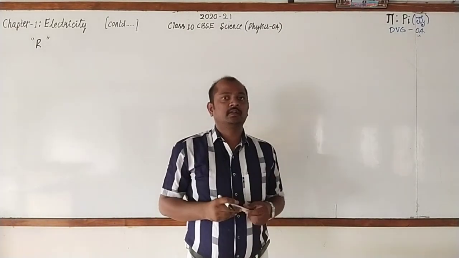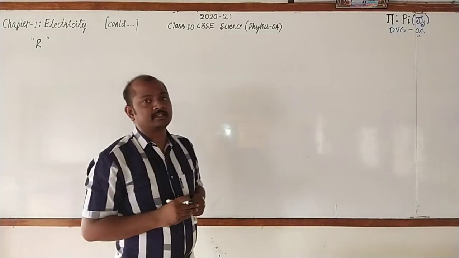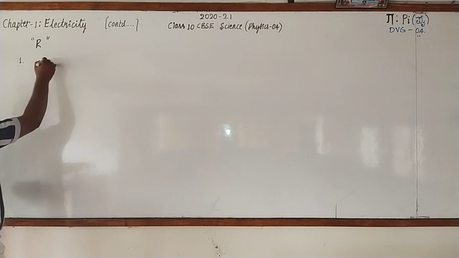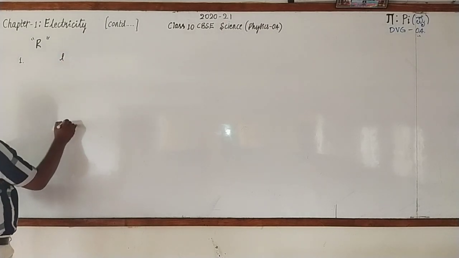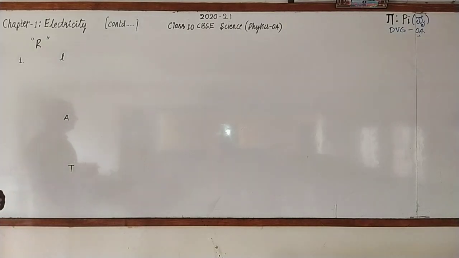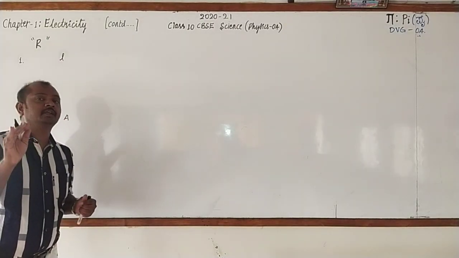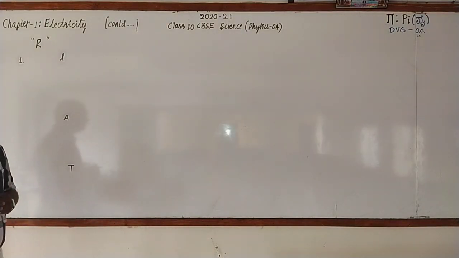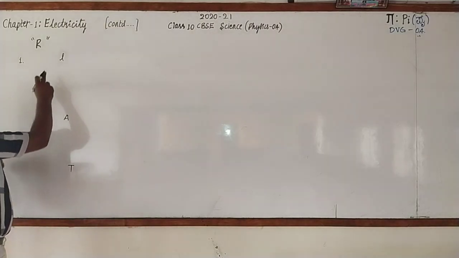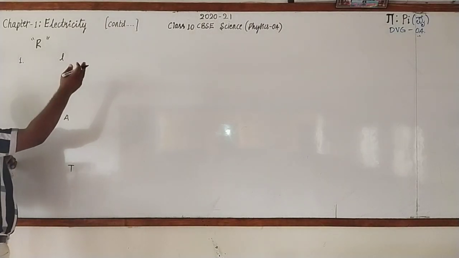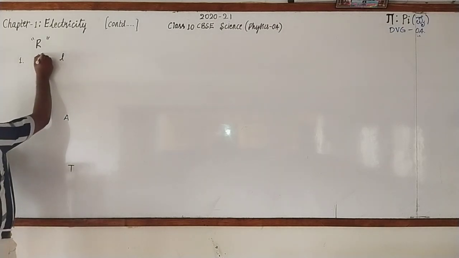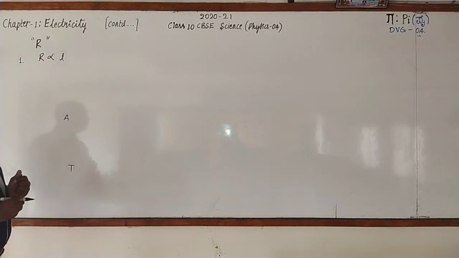We have also learned the factors on which electric resistance depends, right? What are those? First one is length, second one is area of cross section, third one is temperature, and fourth one is nature of material of the conductor. Got it? Then we have also come to know how these factors are responsible. As the length of the conductor increases, electric resistance also increases. Hence we write R is directly proportional to L.